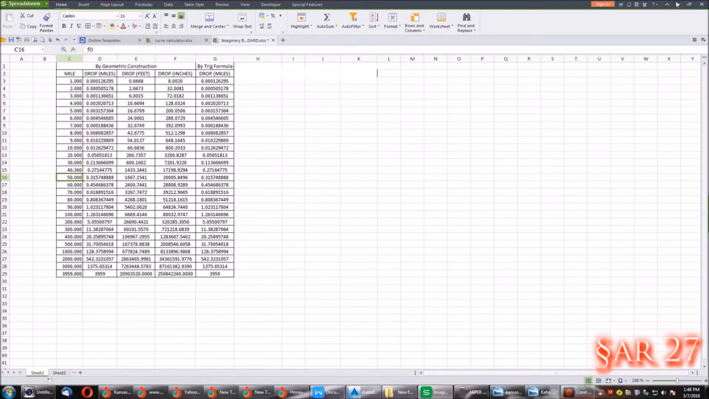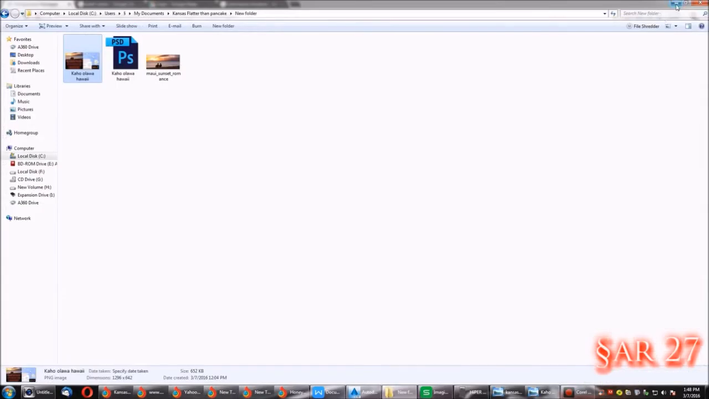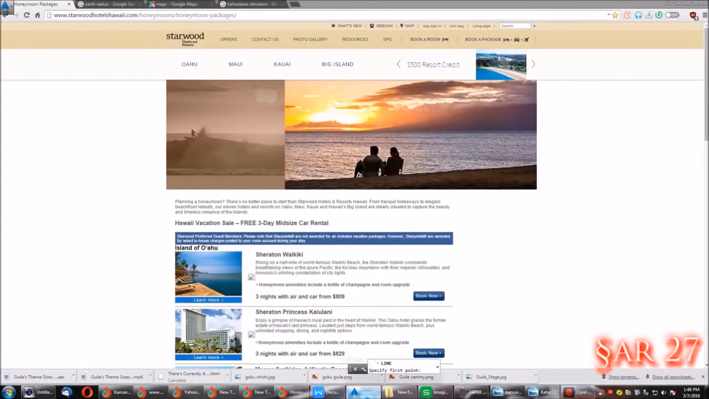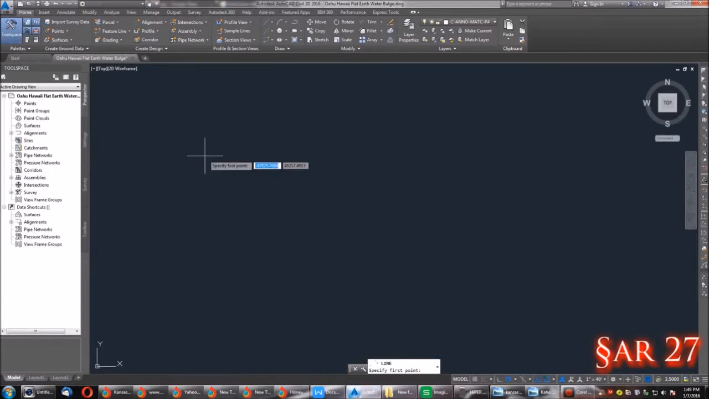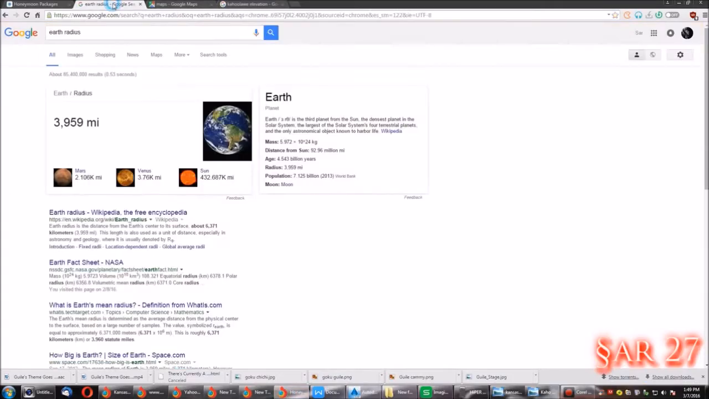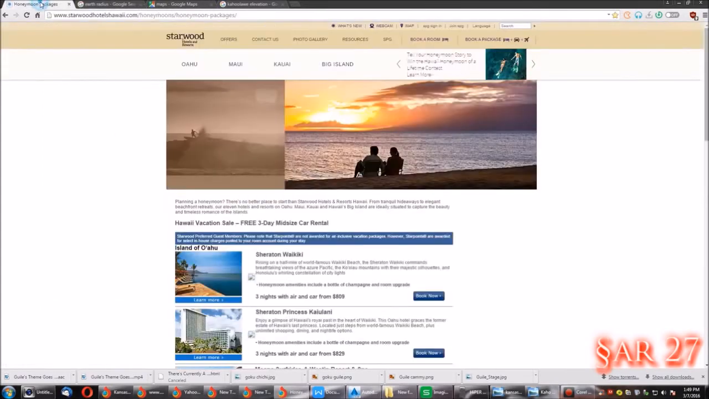Okay, now let's go back and bring up AutoCAD, and we're going to go back and make sure they haven't changed the radius yet. So it's 3959 miles for the Earth's radius. Here we are, and then here's the map.